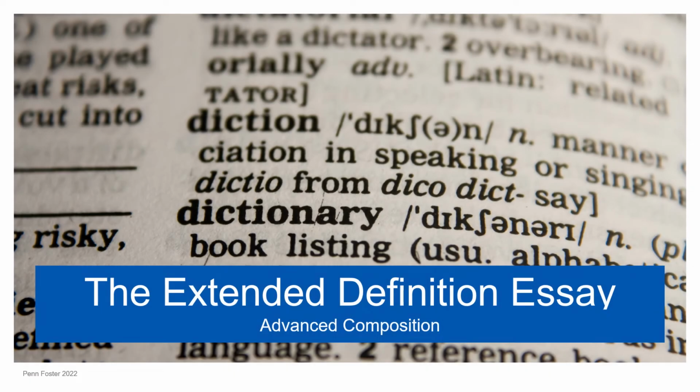Hello, everyone. For your extended definition essay, you will write a 1,500 to 1,700 word research paper using either the word friend or the word family that analyzes the word's historical, social, and or cultural evolution over time.